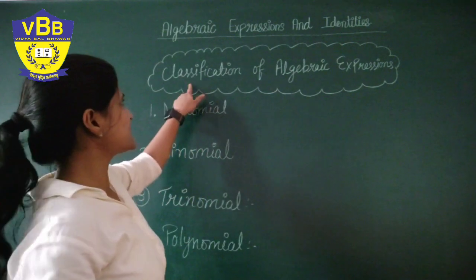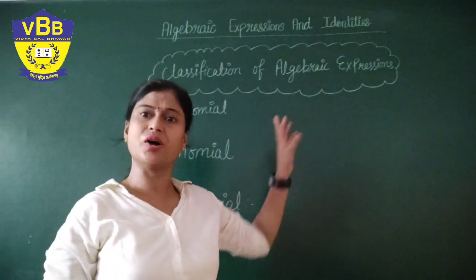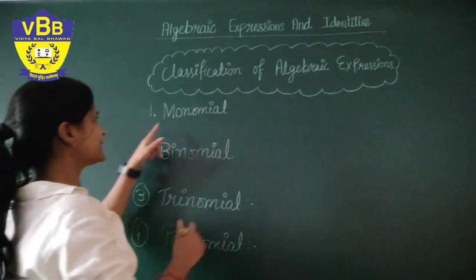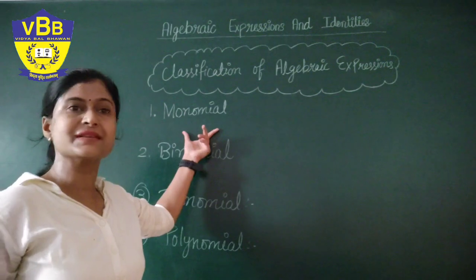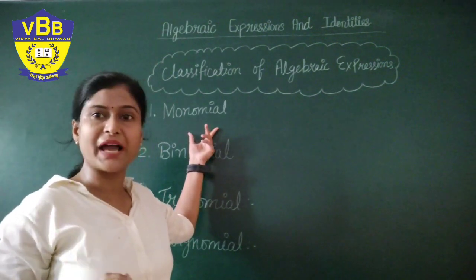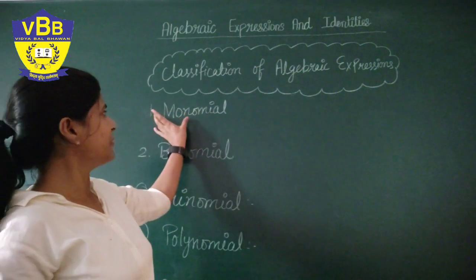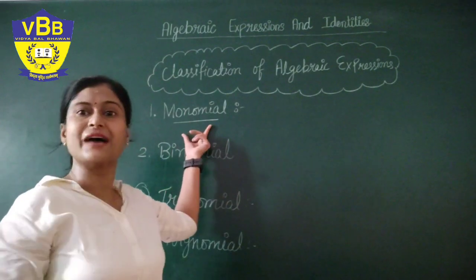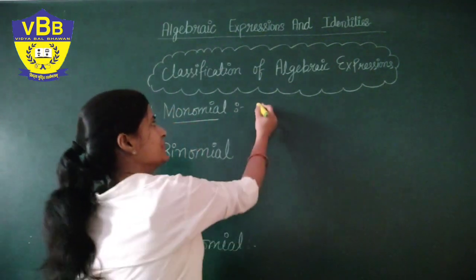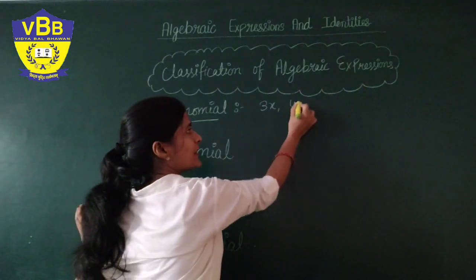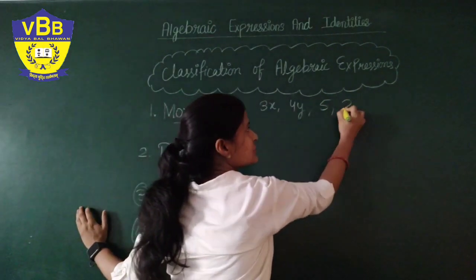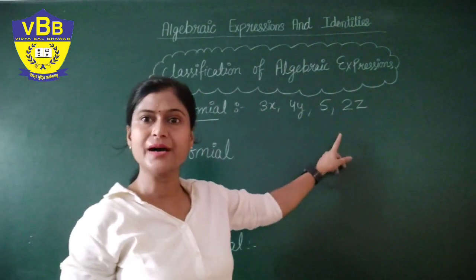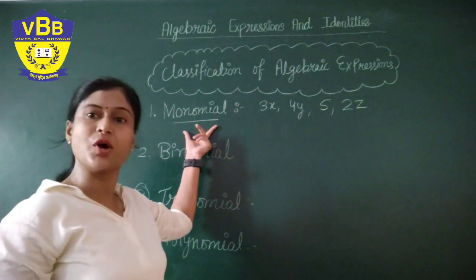Next topic is classification of algebraic expression. In how many ways will we classify algebraic expressions? So here is monomial. In scientific language, the counting starts with mono, bi, tri, as you know. Mono means 1. The algebraic expressions which have only one term are called monomials: 3x, 4y, 5, 2z. Because they have only one term, they are considered monomials.